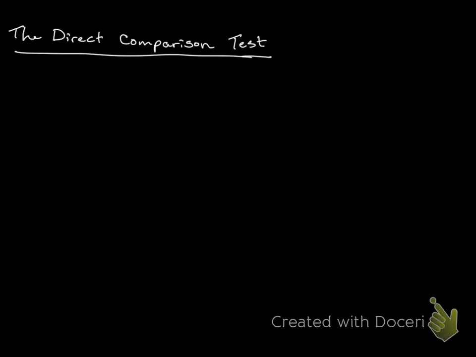What this gives us is what we call the direct comparison test. I'll lay out the test here, and then I'll actually apply it. The direct comparison test says the following. Let a_n and b_n be nth terms such that a_n and b_n are both bigger than 0, and a_n is smaller than or equal to b_n for all n.